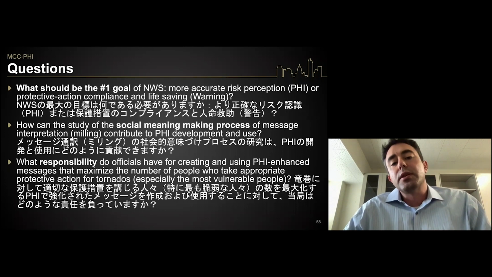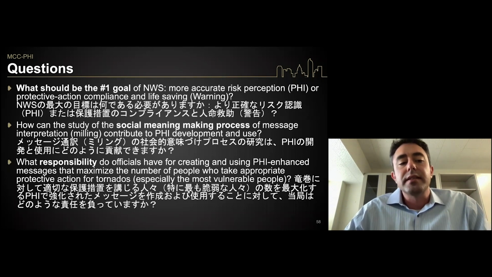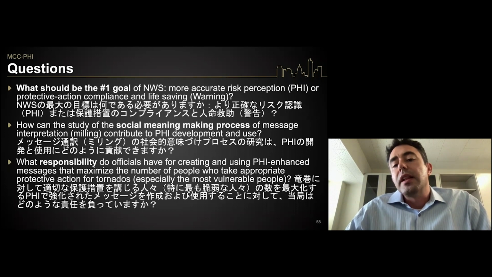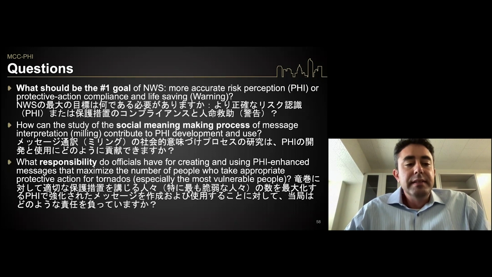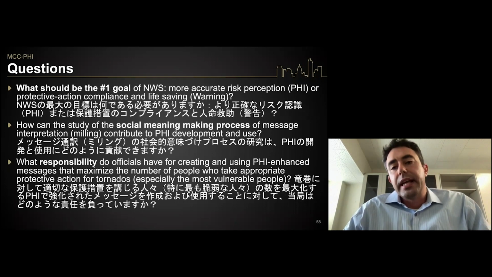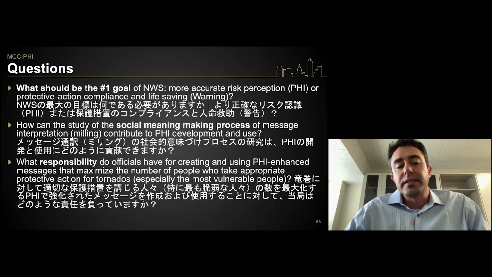Second, how can the study of the social meaning-making process contribute to FEE development and use? What do we learn by asking people in a group what they would think and do? And how do those group norms, those emergent norms, help us understand this process for FEE development? And finally, a more ethical and engaged question: what responsibility do officials have for creating and using FEE messages that maximize the number of people who take appropriate protective action for tornadoes?